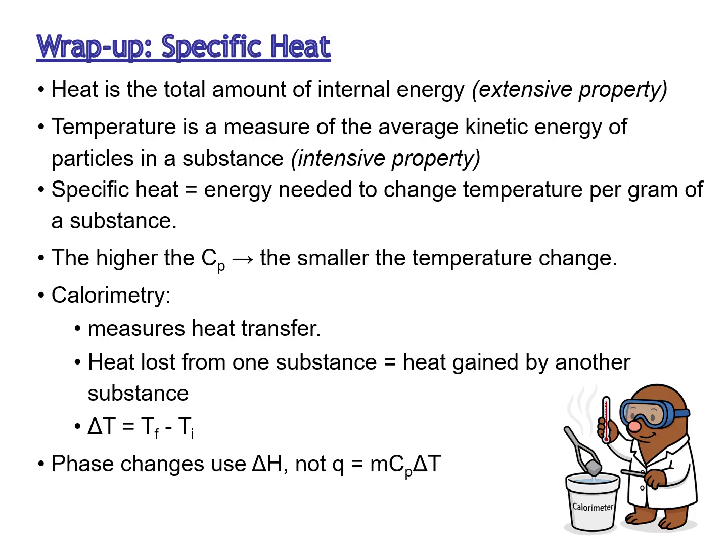And then phase changes, as we saw at the very end there, use delta H because there is no temperature change, which is why we can't use the Q equals m Cp delta T. And I think that's it.